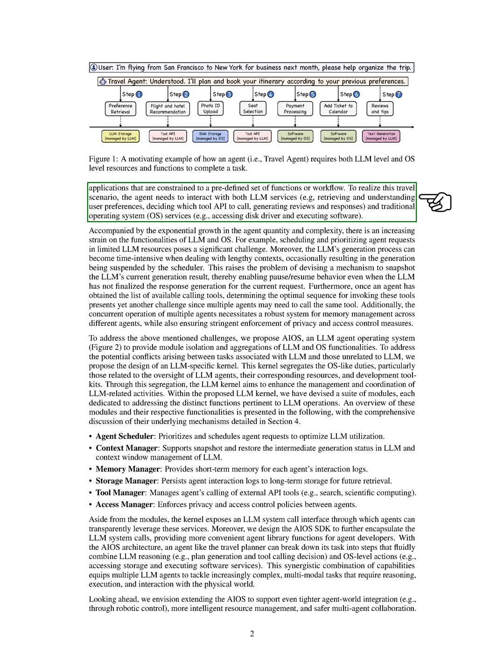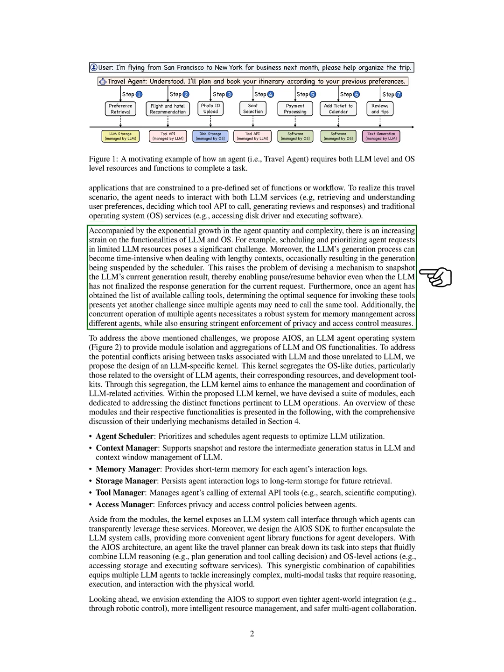To execute such tasks, the agent must interact with both LLM services, e.g., understanding user preferences, selecting which tool to use, generating responses, and traditional operating system services, e.g., accessing storage, running software. As the number and complexity of agents grow, there is added pressure on the capabilities of LLMs and operating systems. Challenges include efficiently managing agent requests within limited LLM resources and addressing delays in LLM response generation due to lengthy contexts.